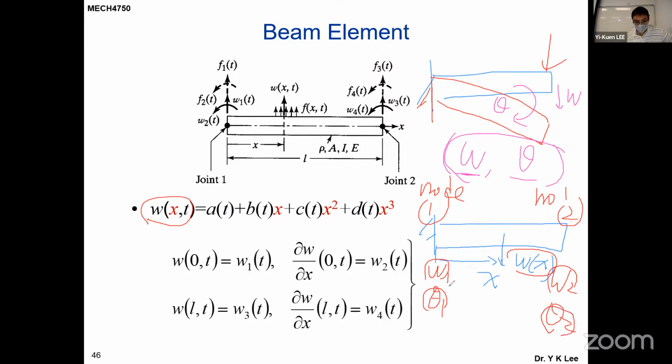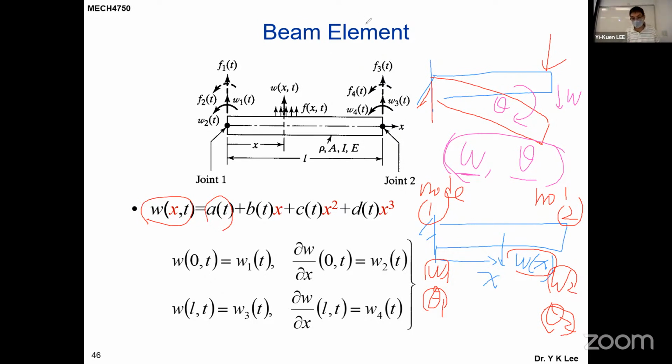Okay, so in general, if we want to use a polynomial function to describe this generalized displacement of the beam, then we have minimum degrees of freedom. The minimum polynomial is a third-order one. So we need A, B, C, D to describe the polynomial, and A, B, C, D should be what? Some special shape functions which are orthogonal.